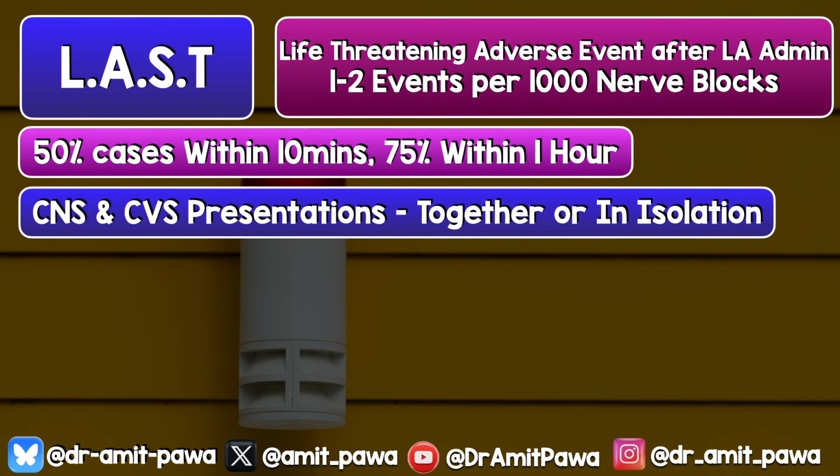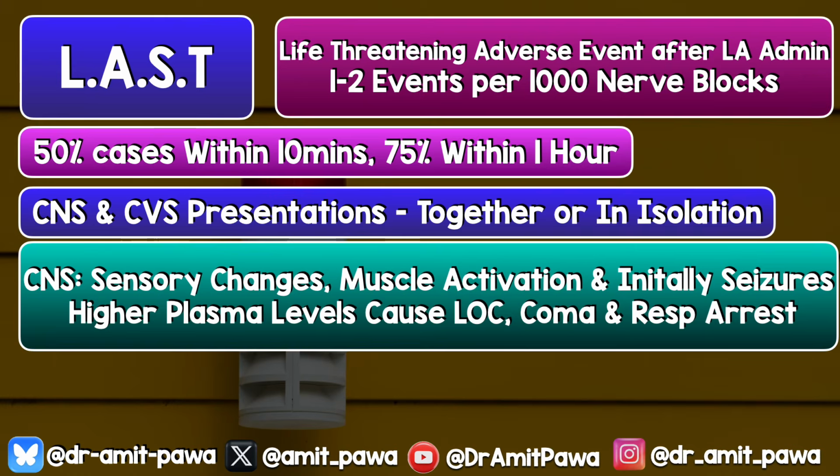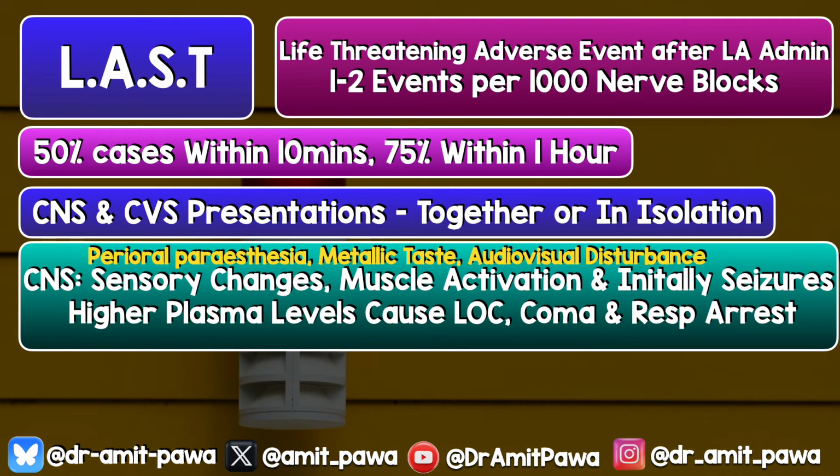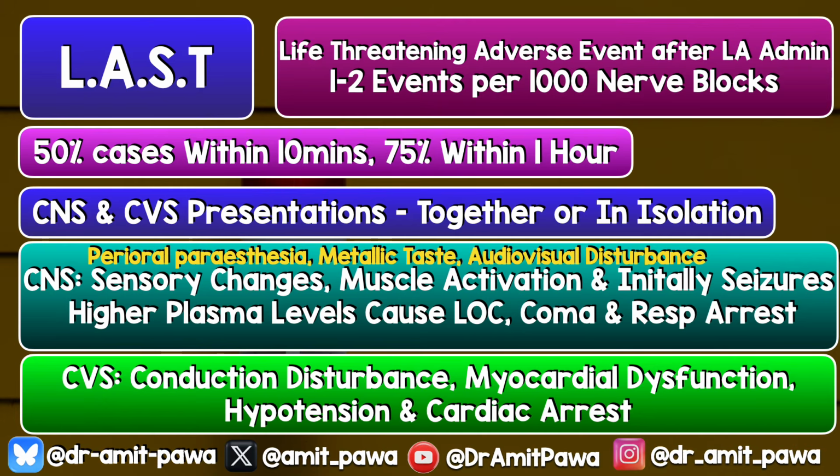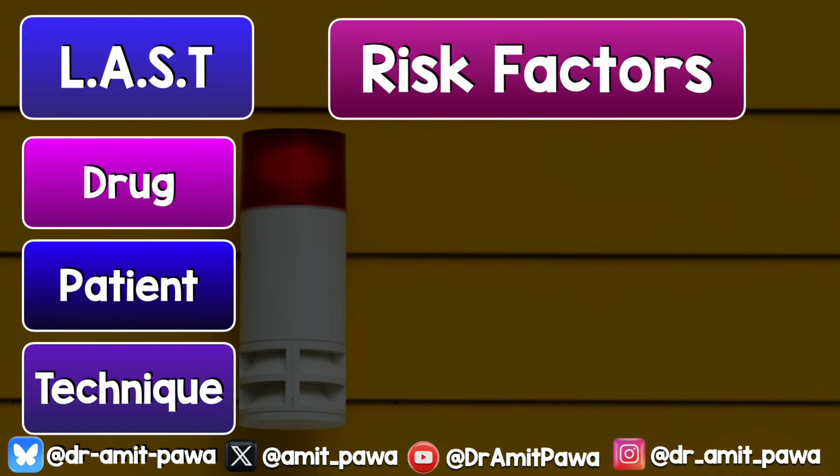Now, in terms of how they present, they can present with either central nervous system presentations or cardiovascular system presentations, or a combination of both. Now, the central nervous system presentations can involve sensory changes such as perioral paresthesia, a metallic taste in the mouth, or audiovisual disturbances, muscle activation, and initially seizures, but higher plasma levels can cause a loss of consciousness, coma, and respiratory arrest. The cardiovascular system can present with cardiac conduction disturbances, myocardial dysfunction, hypotension, and cardiac arrest. So really significant signs and sequelae.